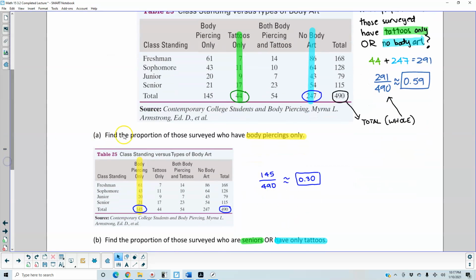Okay, let's take a look at the next part. Part A. Find the proportion of those surveyed who have body piercings only. So if we go down to the bottom here, the total amount for body piercings only are 145, and we're going to compare that to the total of students. So 145 divided by 490 gives us approximately 0.30 as a proportion.